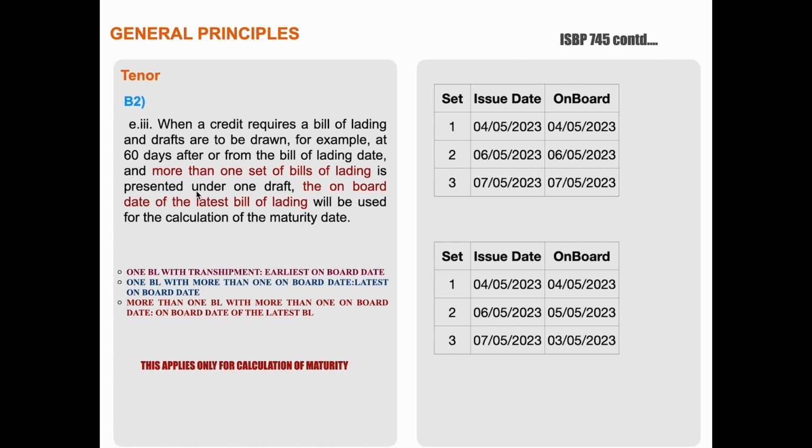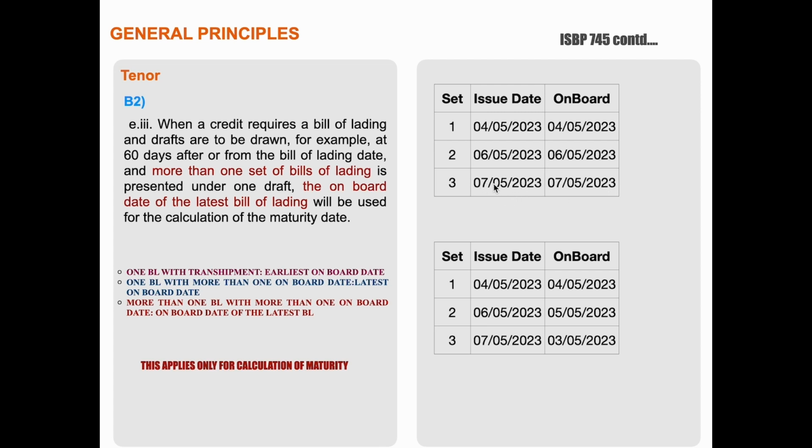How to find which is the latest bill of lading? Based on the issue date. Let us consider there are three sets of bills of lading presented under one draft, and all three indicate the issue date and onboard date as the same. So obviously we will consider 7/5 as the date of shipment, because of course this is the latest bill of lading.